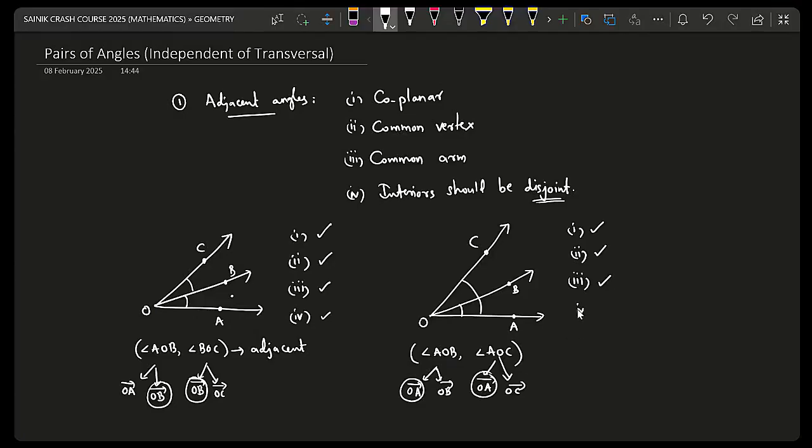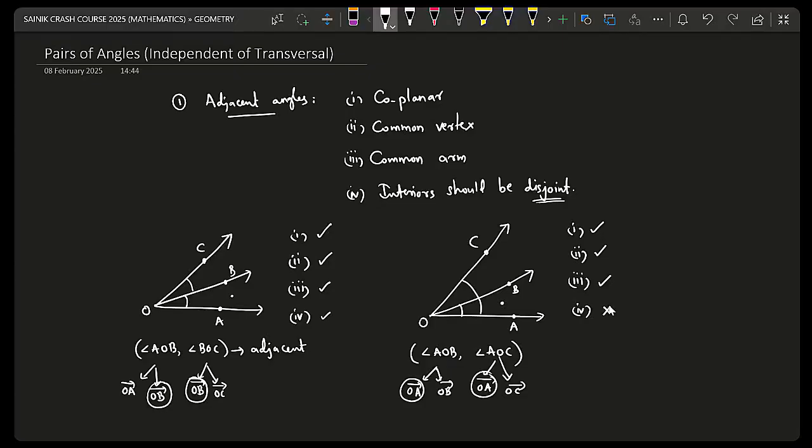But the fourth condition: in the previous example I told you their interiors should be disjoint. Here, let me check whether they are disjoint or not. For example, I am putting a point in the interior of angle AOB, but it also belongs to the interior of angle AOC. That means their interiors are not disjoint, they are overlapping. Other than disjoint, what do you call such sets? They are called overlapping sets. Because these two interiors are overlapping, they are not adjacent angles.